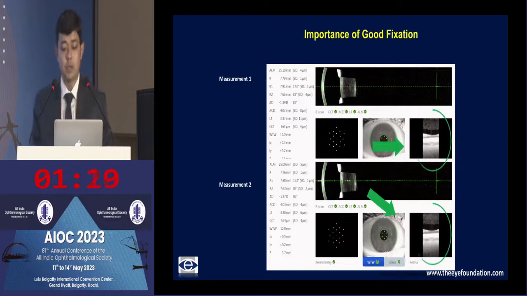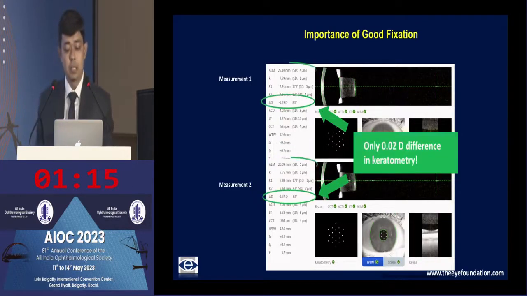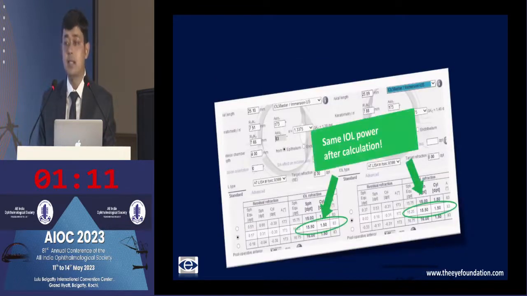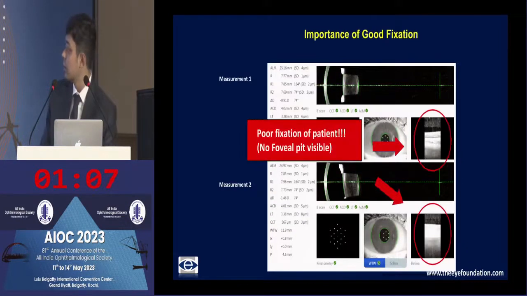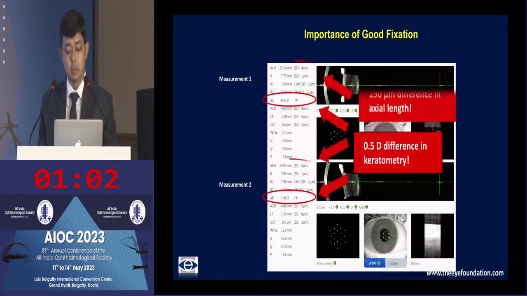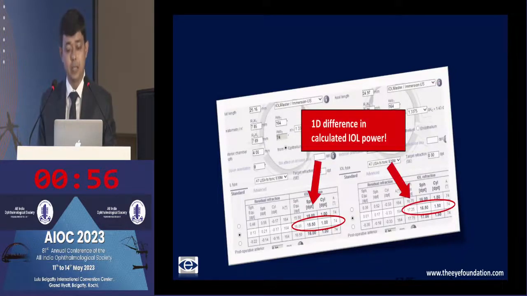So just giving you a good example where the foveal pit imaging is good, you get very repeatable measurements, very minimal difference in axial length and keratometry, and the exact same IOL power. Whereas this is an example where you can see that the foveal pit is not imaged, and because of this, there is a significant difference between two measurements in keratometry and axial length, and this leads to almost a diopter of difference in the final calculated IOL power.